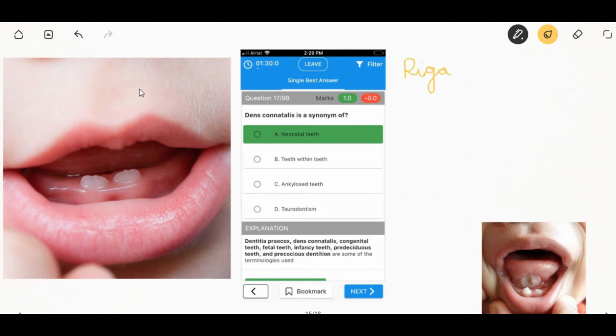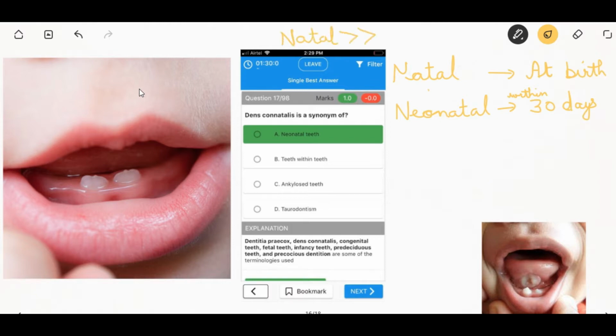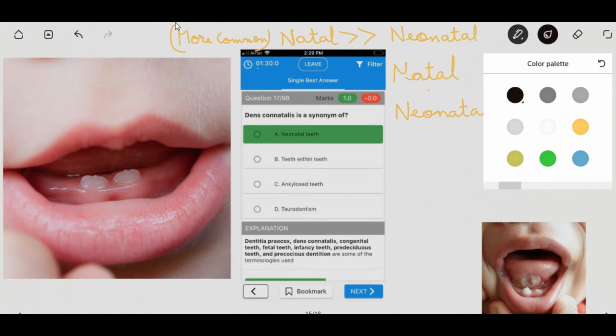So the question: dens connatalis is a synonym of neonatal teeth. What are neonatal teeth? The neonatal teeth are the teeth that erupt within the first month of life, whereas the teeth that are present at birth are known as natal teeth.